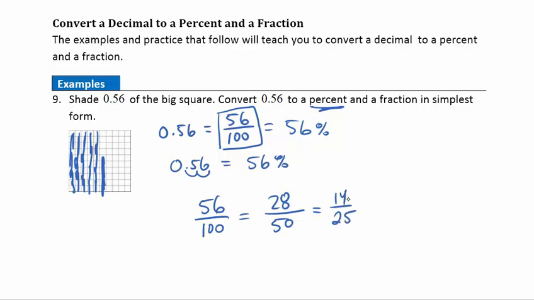I'm not going to be able to simplify this anymore. My factors with 14 are 2 and 7. My factors with 25 are 5 and 5. So there's no more common factors here. So there is my simplified fraction. And here is my percent.